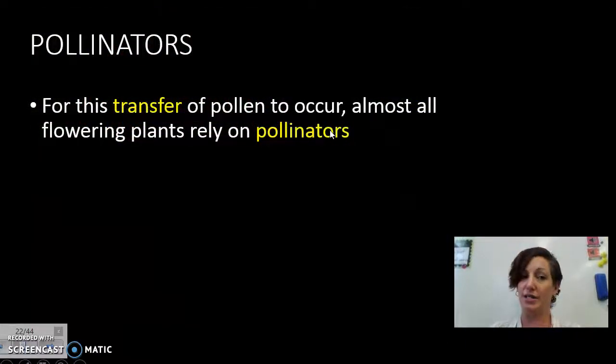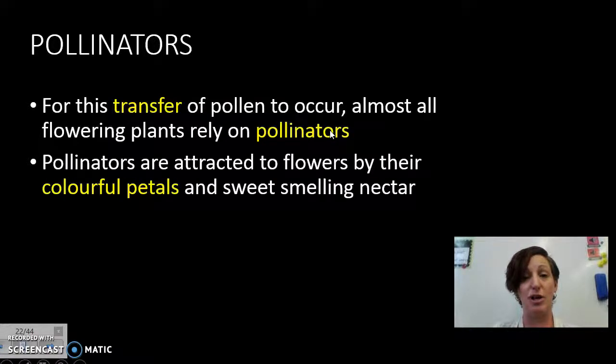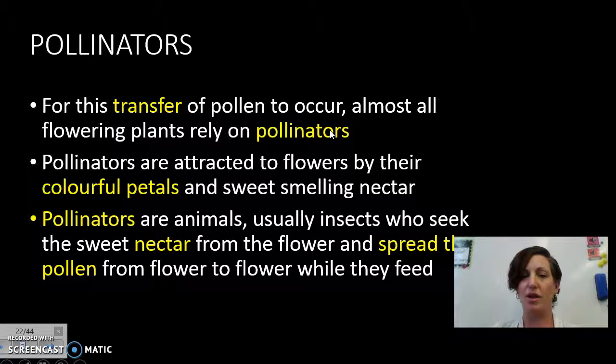Okay, so pollinators. For the transfer of pollen to occur, almost all flowering plants rely on pollinators. And pollinators are attracted to a flower by their colourful petals and their sweet-smelling nectar. Pollinators are animals, usually insects, who seek the sweet nectar from the flower and spread the pollen from flower to flower while they feed on the lovely sweet nectar. It's just like a sugary drink.